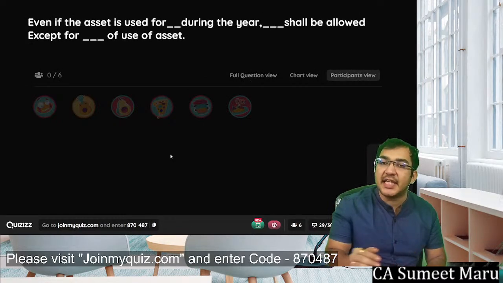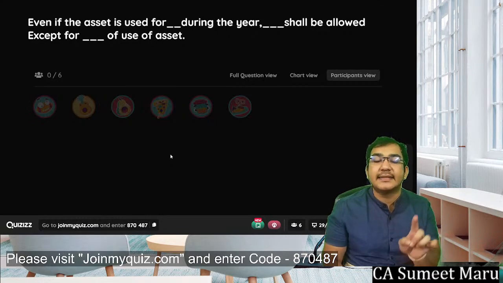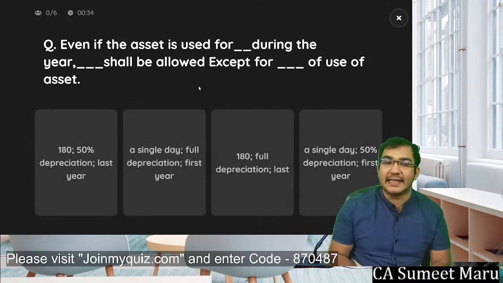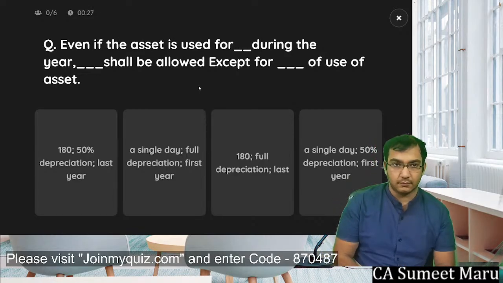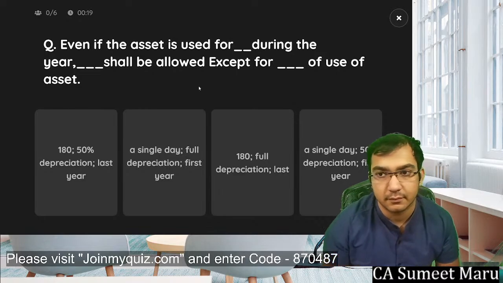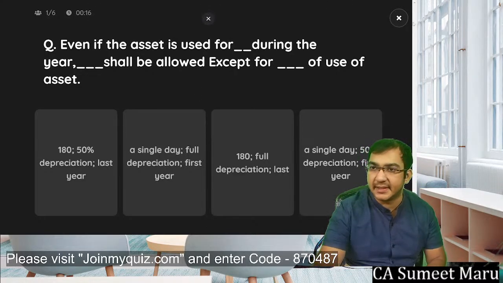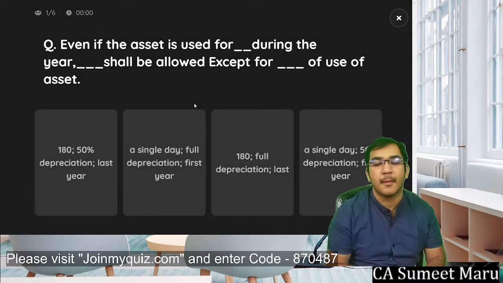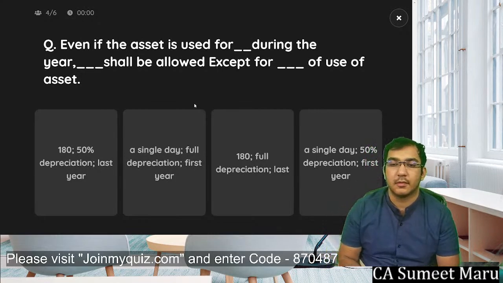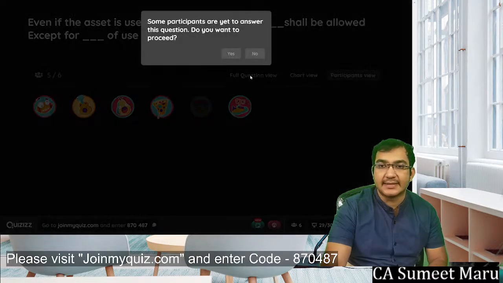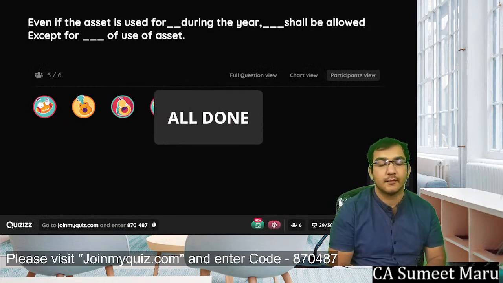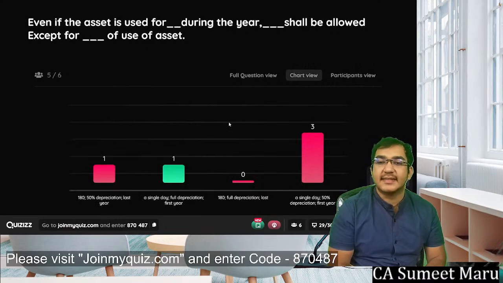Even if the asset is used for dash dash during the year, dash dash shall be allowed except for dash dash use of asset. Answer very nicely. सब चीज ट्राई करो पुट करने का and then give the correct answer. Time, don't worry. Yes. Let's check the answer. Answer is right. Option B.